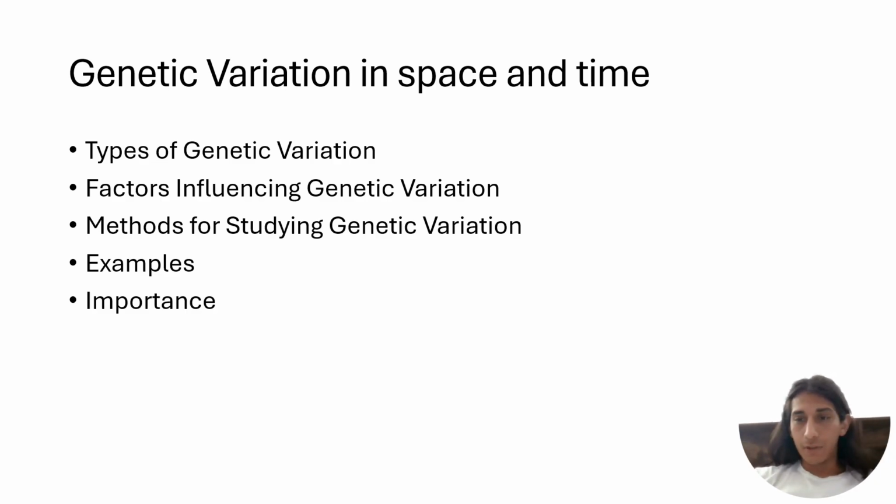Understanding genetic variation in space and time helps us reconstruct evolutionary histories. So this is rather important. Identify genetic factors that underlie adaptation and disease. So connecting histories in order to find out why certain diseases happen.